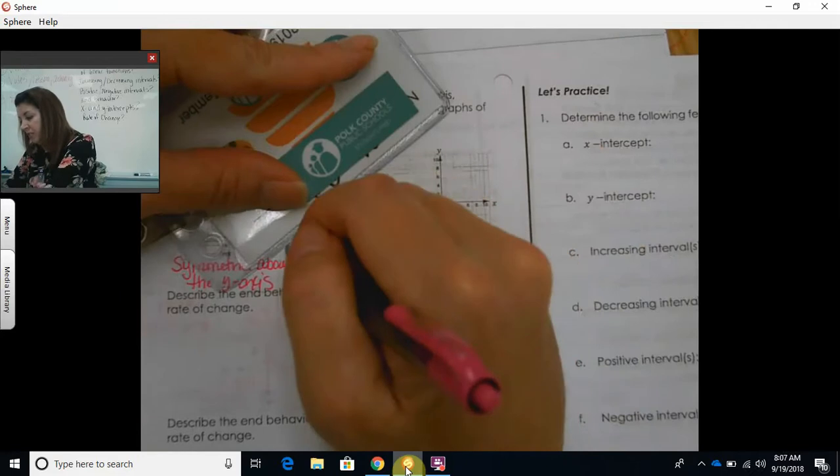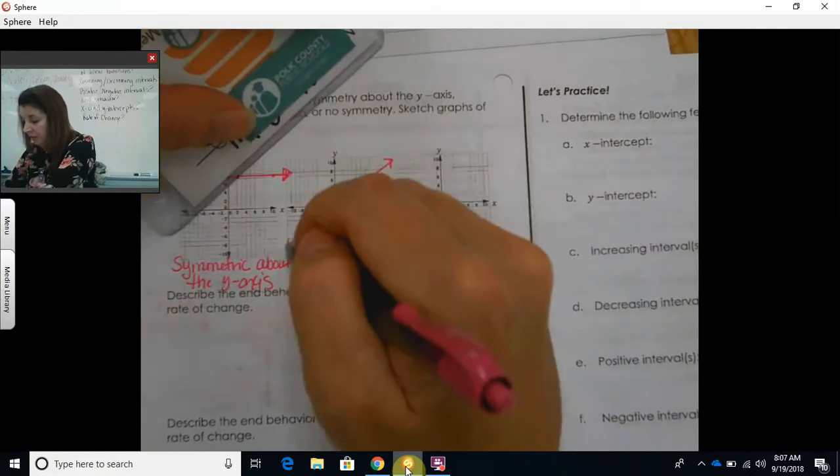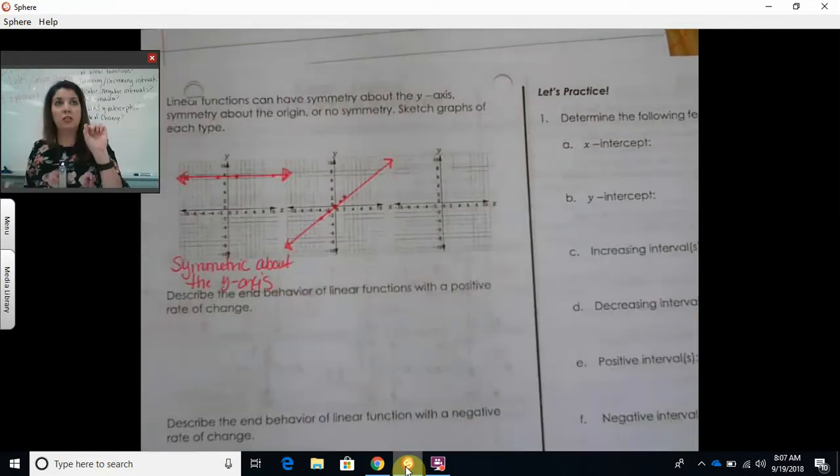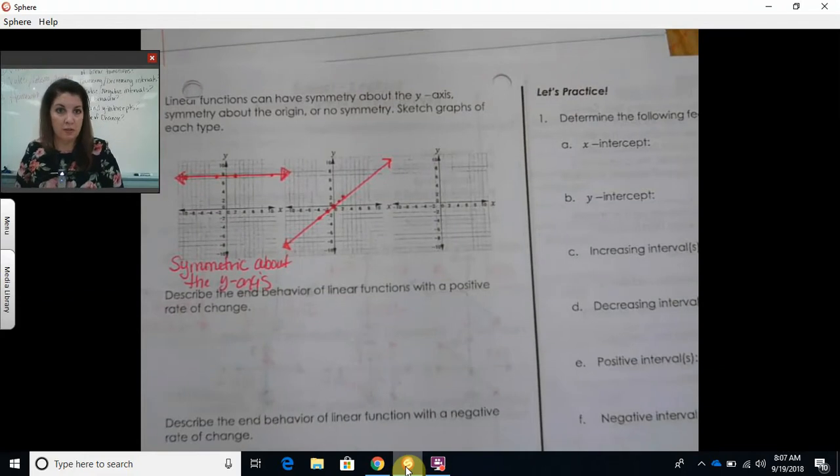Of course, I could use a different slope. If I went up 3, right 1 from the origin, I'd have to go to the origin and go down 3, left 1 to be symmetrical about the origin.